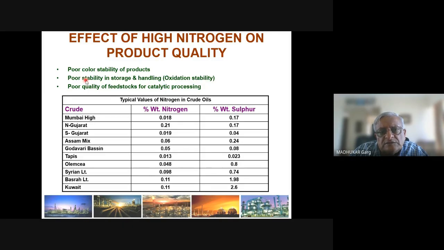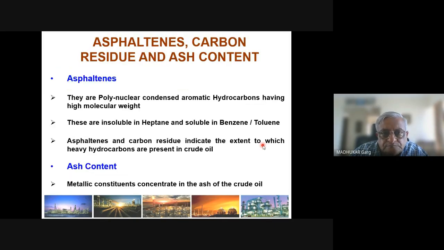Nitrogen also gives poor stability in storage and handling. And when you have catalytic processing, for example if you are putting the feed into a catalytic reformer, the catalyst can get affected if you have high sulfur and high nitrogen.